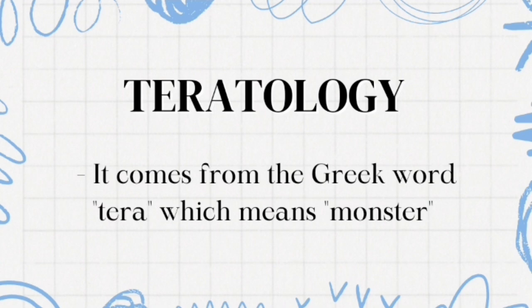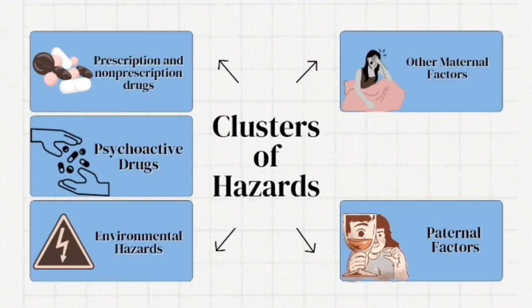Teratology also explores how various factors, including nutrition, maternal health, and medications impact fetal development. To make it short, teratology is the field that investigates the causes of congenital defects. A teratogen is that which causes birth defects. Let's proceed to the 5 clusters of hazards to prenatal development.